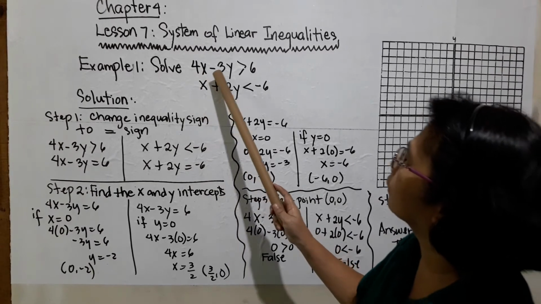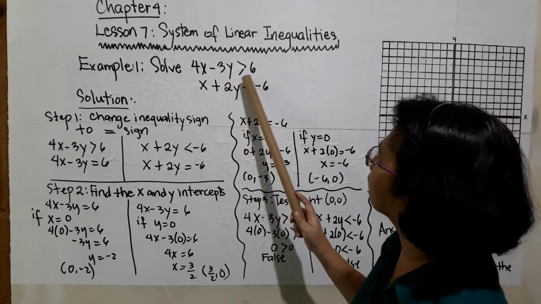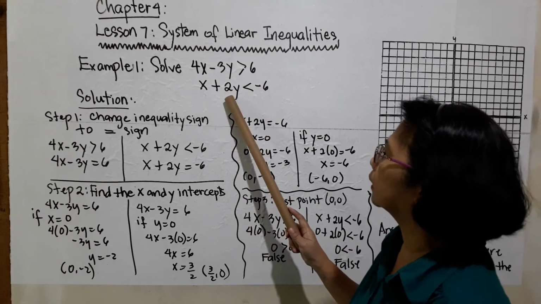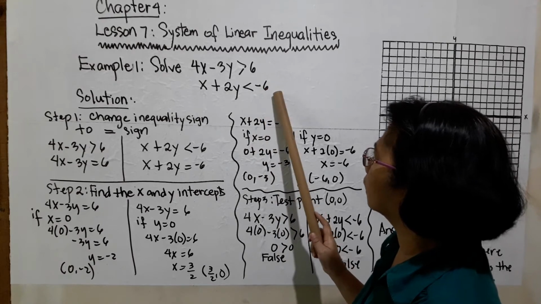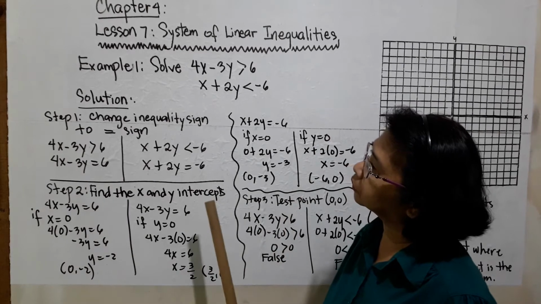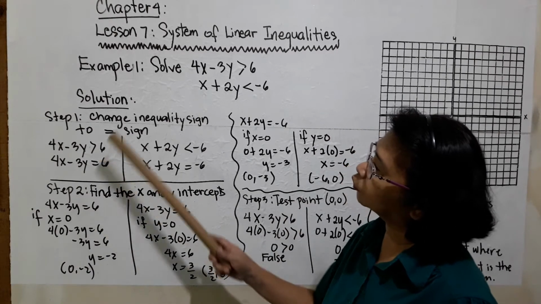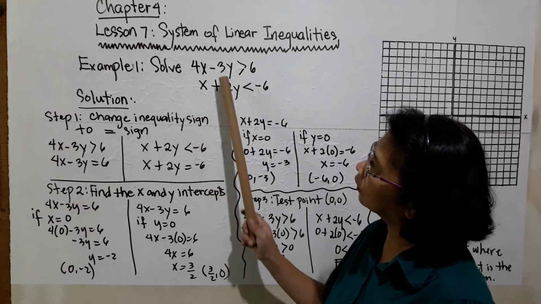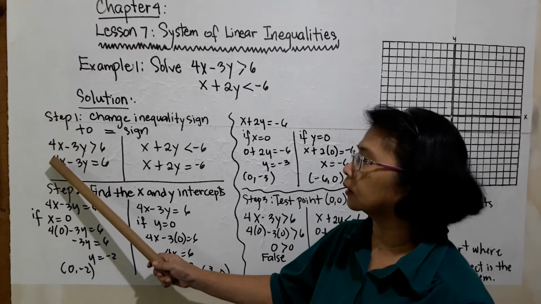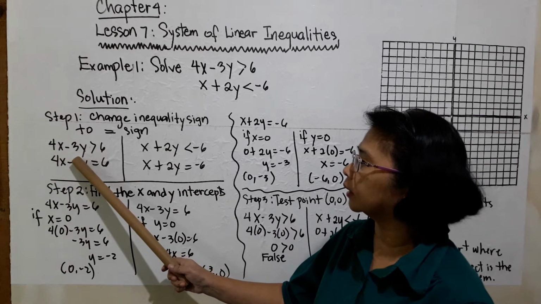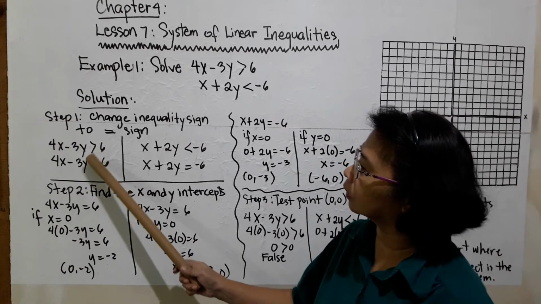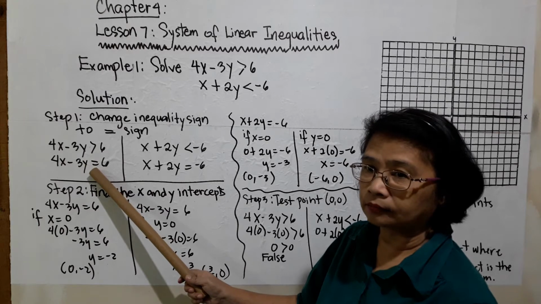Solve 4x minus 3y is greater than 6 is the first inequality. x plus 2y is less than negative 6 is our second inequality. Okay? For our solution and step 1, we have to change the inequality sign of each inequality to equal sign. So the first inequality is 4x minus 3y equals 6. Instead of using greater than symbol, we will use equal sign.